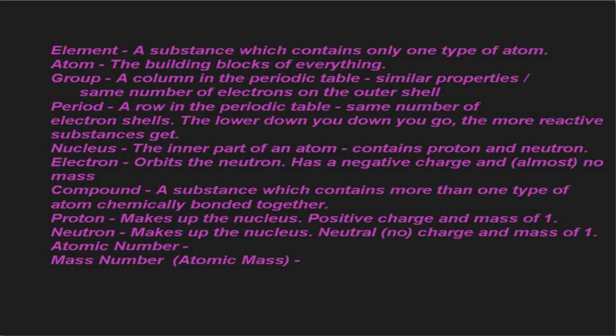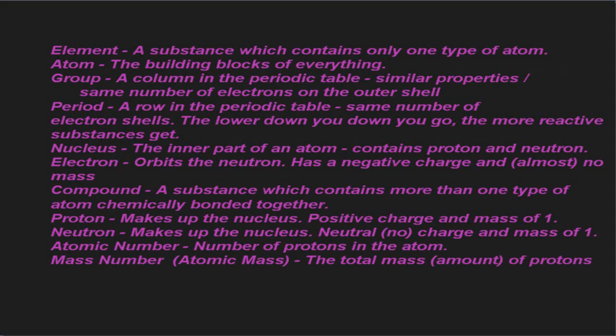Atomic number is the number of protons in the atom, and then atomic mass is the total mass or total amount of protons and neutrons in an atom. And that's the keywords done.